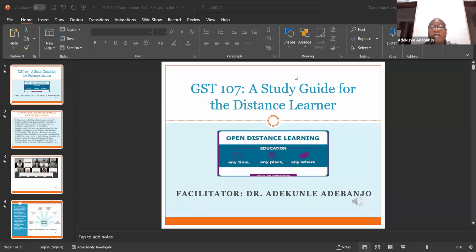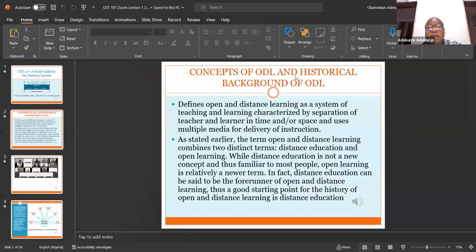So, in other words, this course is, as its name implies, a study guide for distance learners. And what is distance learning? Why do we call it open and distance learning? This is a system that separates the lecturer, or the instructor, or the facilitator, from the students.